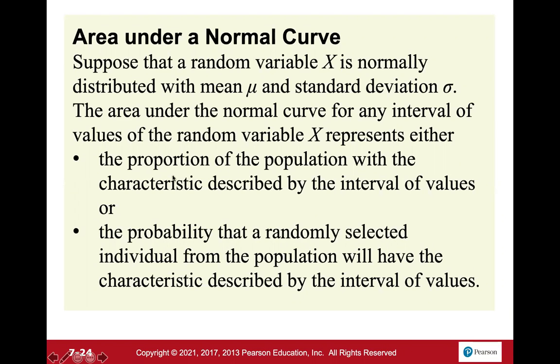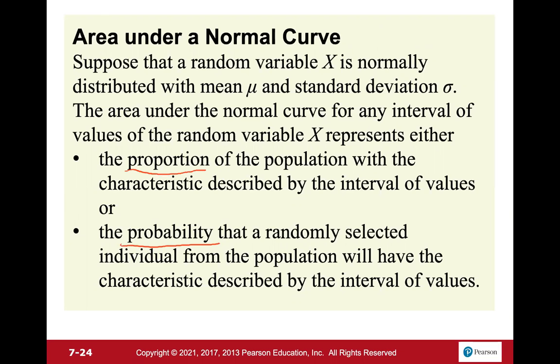So whenever we find the area under the curve, it could mean either one of these. It could either be the proportion of the population, blah, blah, blah, or it could be the probability of blah, blah, blah. So proportion of people, what was one of the examples they kept using?